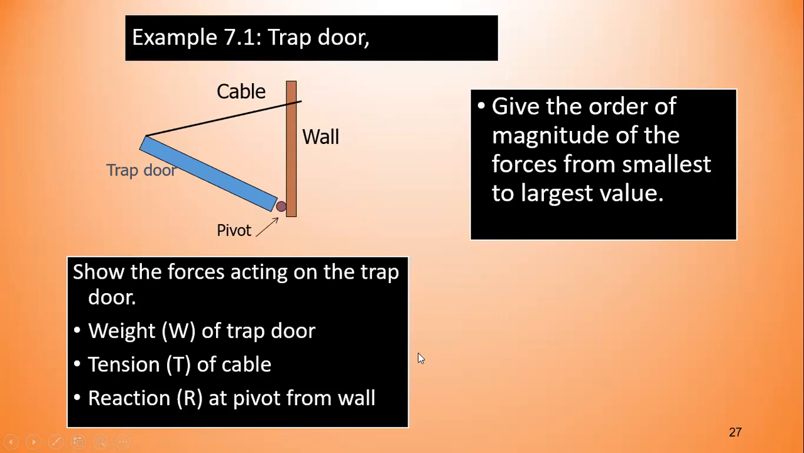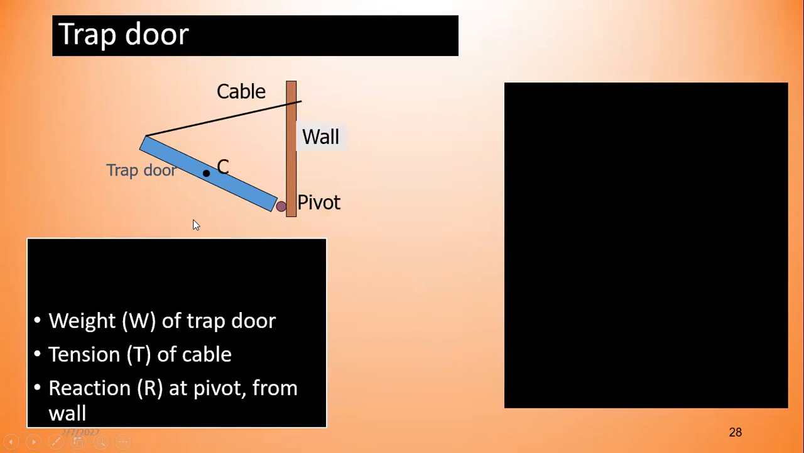So let's look at an example of a trapdoor. You want to show all the three forces there, and then give the order of magnitude. First thing, the center of this trapdoor is here. That's your center of gravity, C. That's where the weight will act. That's the first one, the weight of the trapdoor. And remember we are looking at the forces on this trapdoor, which is held by the cable. Tension by the cable, T.